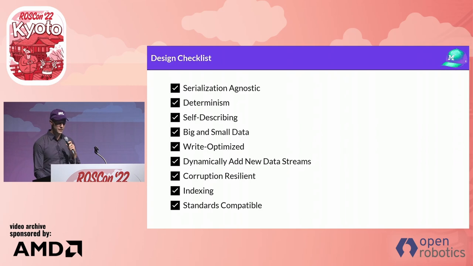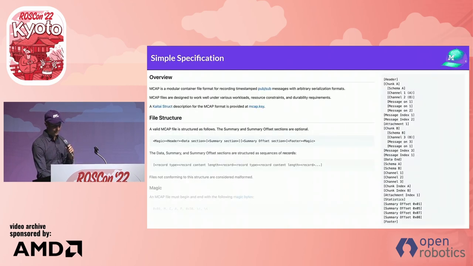The design checklist has been met. We set out and created this list, and then we created the file format that we think meets all these needs. You can go find the specification for it online. It's meant to be consumed by a human and in a reasonable amount of time. If you want to go write your own library, you should be able to look at this and come up with something. We also provide a number of libraries out of the box.